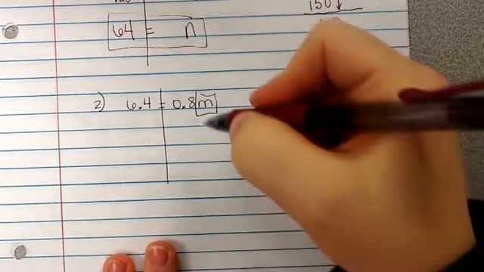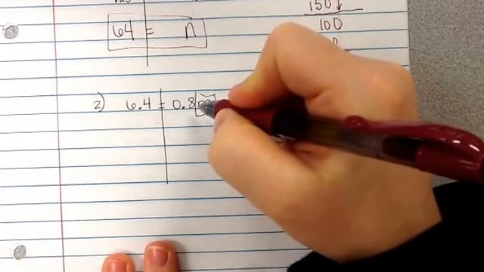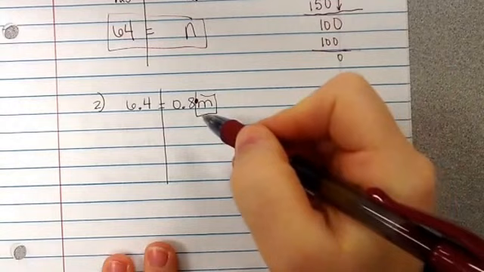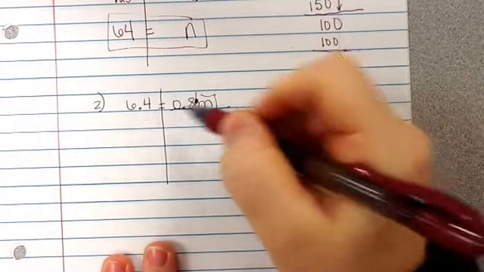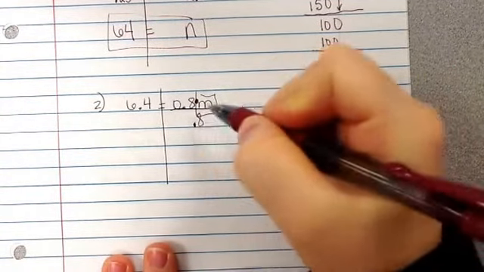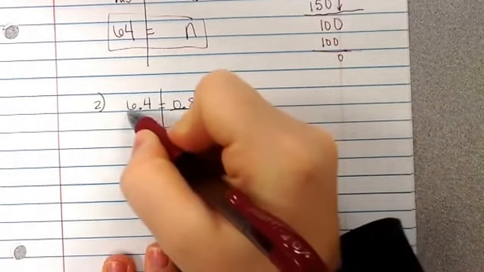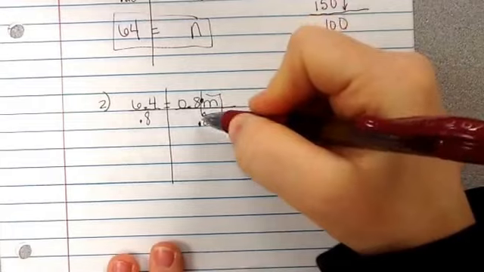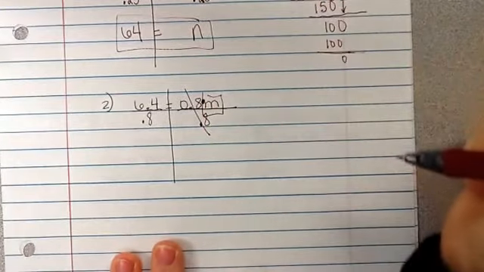Let's see how you did. What did you have to get rid of? A times 0.8. How do you get rid of a times 0.8? Divide by 0.8. What do I do on one side? Must do to the other. What happens with these 0.8s? They cancel.